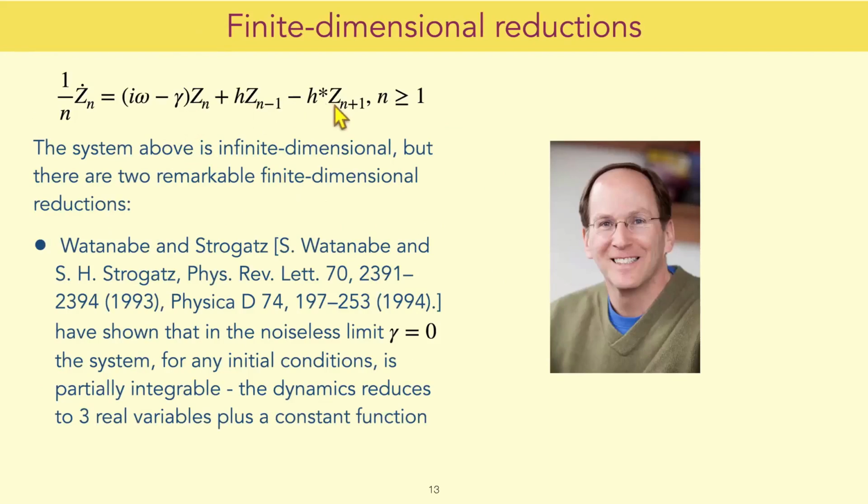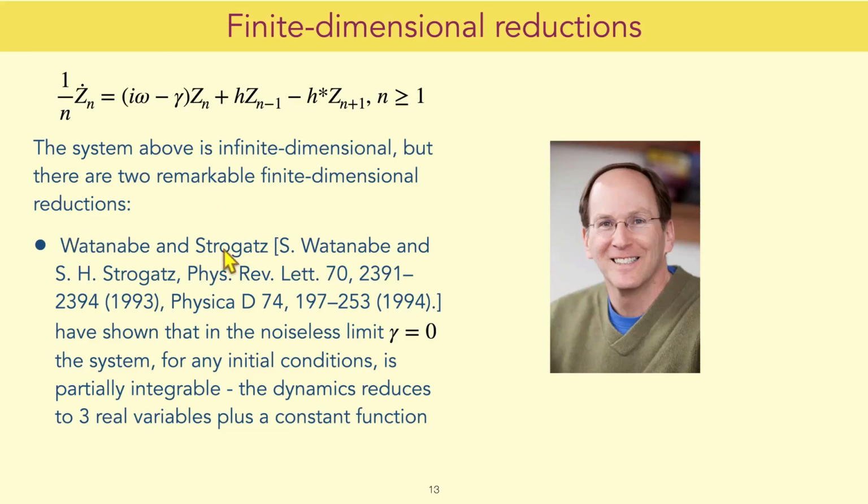So this is an infinite system of equations. H can potentially depend on Z, but you write it in very generic terms. So this is some time-dependent complex field. Omega potentially can also be time-dependent. And this is infinite dimensional, but there are two remarkable finite dimensional reductions.